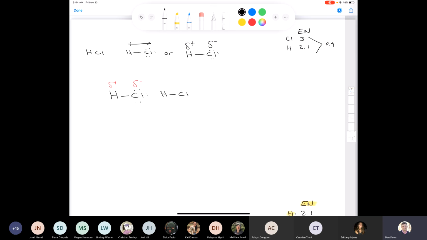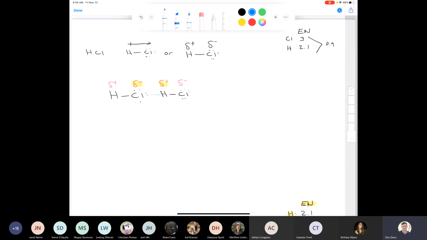And if you're like, well, why would it align itself like that, Mr. Dion? That seems like a lot of energy for it to just randomly do that. Well, hold the phone. If it did that, then I've got a delta minus next to a delta plus. Then there's going to be an interaction between that delta plus and that delta minus.